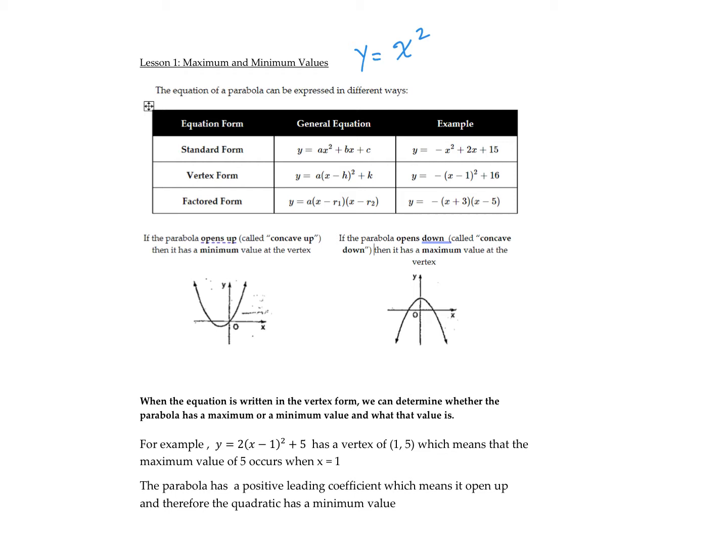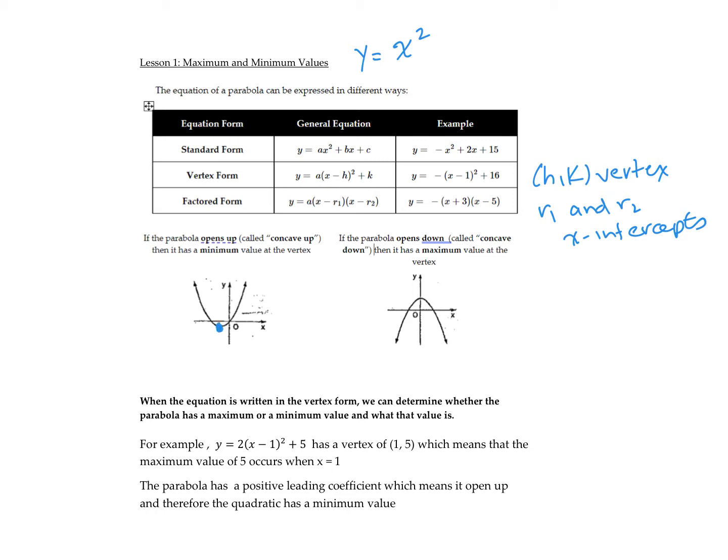We could also express it in vertex form, which is a times (x minus h) squared plus k, where (h, k) is the vertex. Or we could express it in factored form, such as a times (x minus r1) times (x minus r2), where r1 and r2 are the x-intercepts. We'll look at all these ways, and they give us different information. If we want to know the vertex, we have to put it in vertex form.